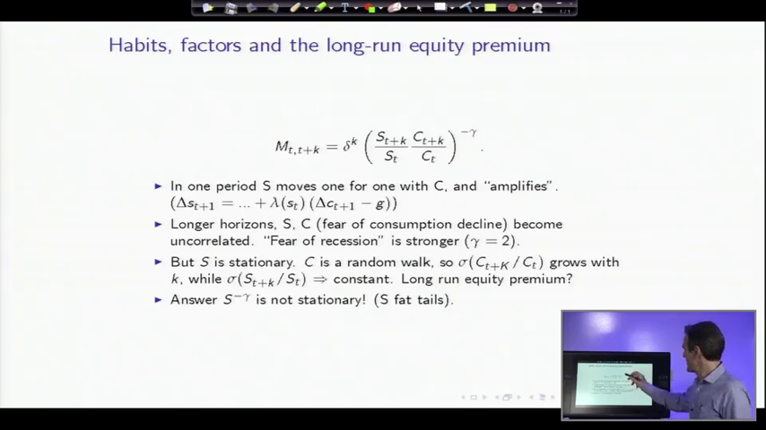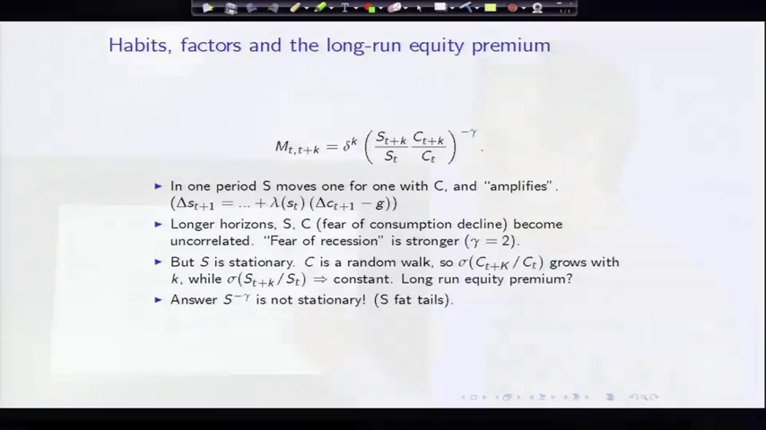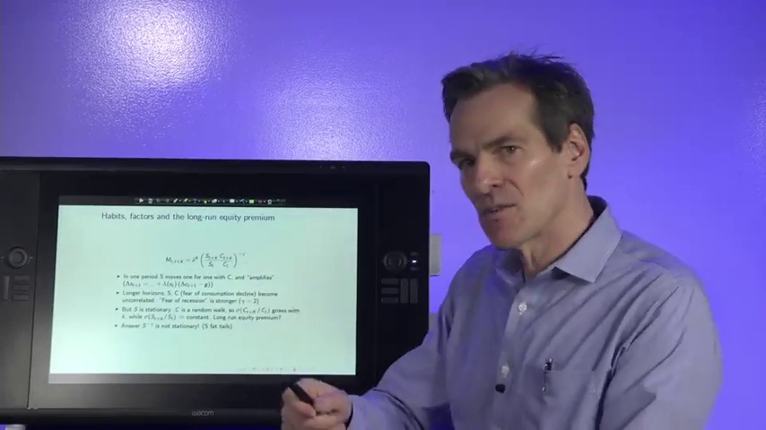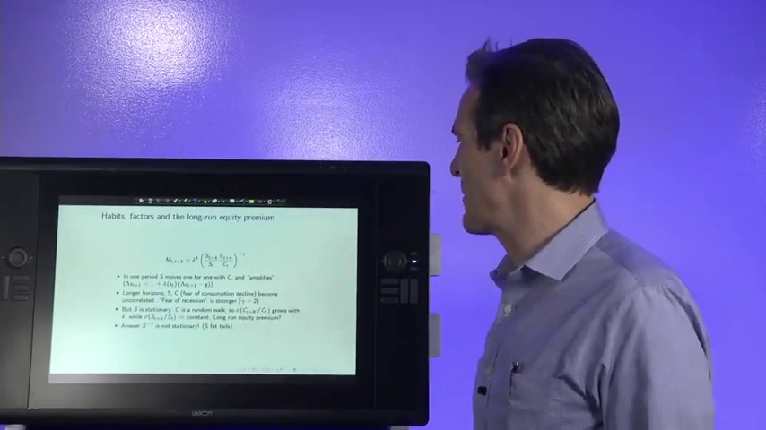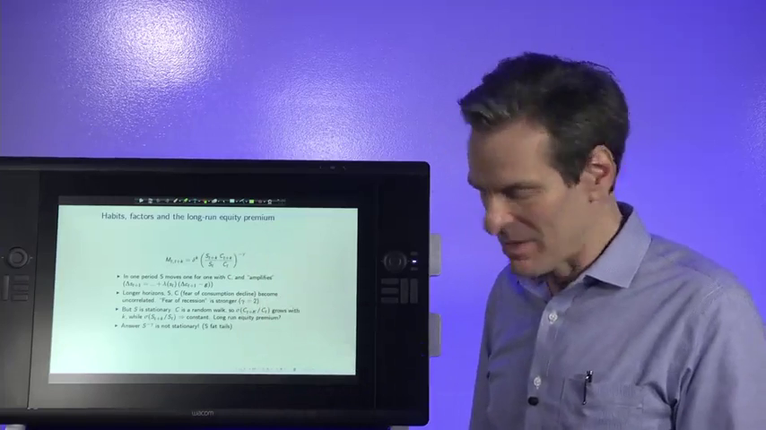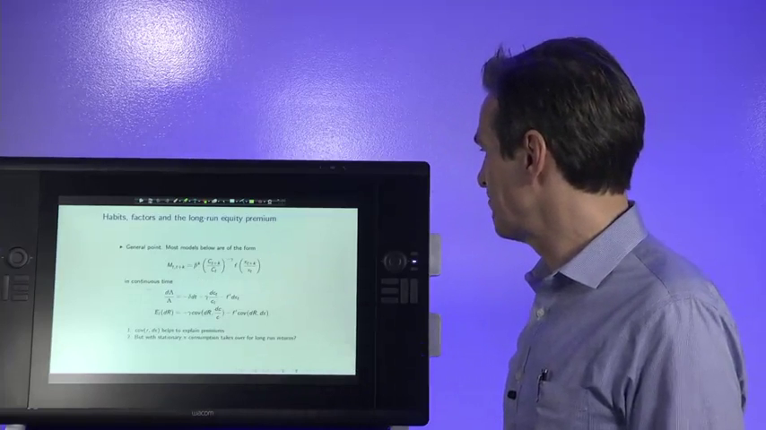But there's a puzzle. S is stationary. Consumption's a random walk. The volatility of consumption should be increasing relative to S. And in many models, that's where it falls apart. The stationary S can't build up to big variance. In this model, it turns out, we got very lucky, S to the minus gamma is not stationary. So in fact, we replicate the long-run equity premium. I bring it up to point out that getting this long-run equity premium is a difficulty of many models. We got lucky it works out in our model, but not in many others.